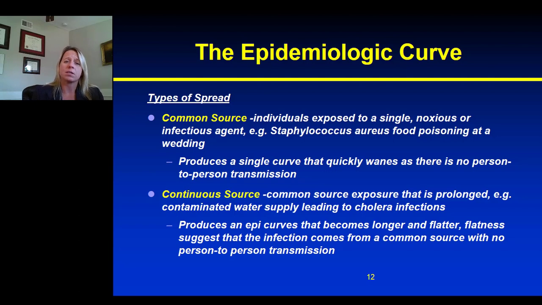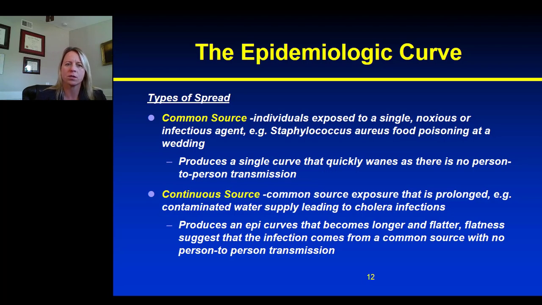So, I want to talk about the types of spread that are most common in disease transmission. The first is a common source spread. This is where individuals are exposed to a single noxious or infectious agent, such as a food poisoning at a wedding or a cafeteria. This leads to a single curve that quickly wanes because there's no person-to-person transmission. There's a single spike and then it wanes.